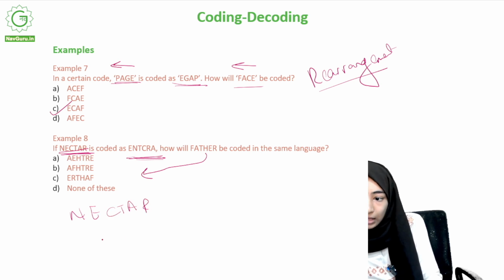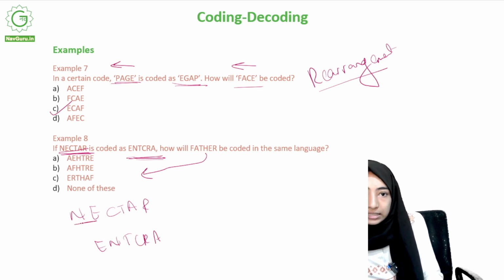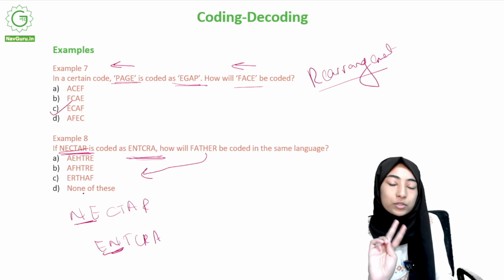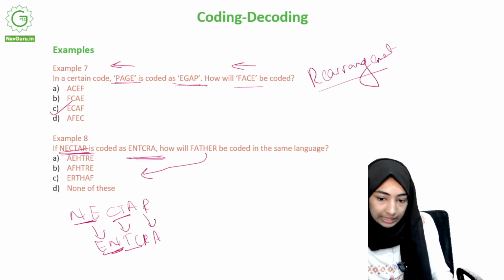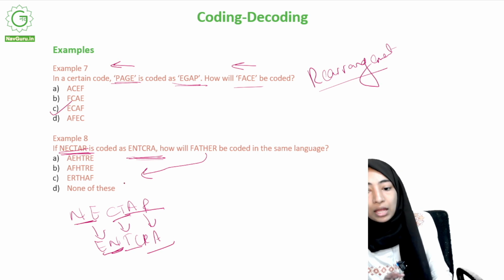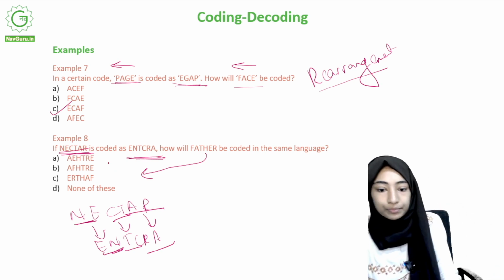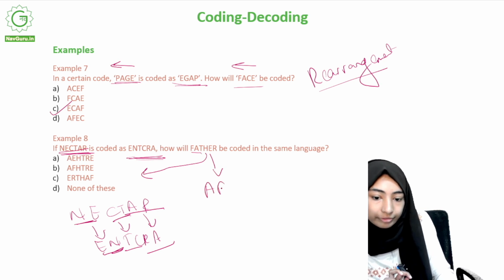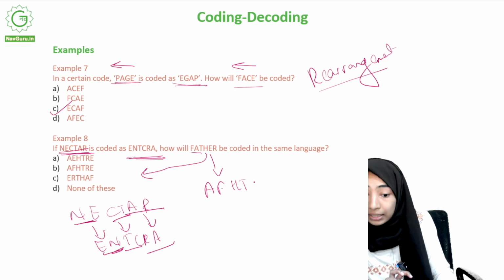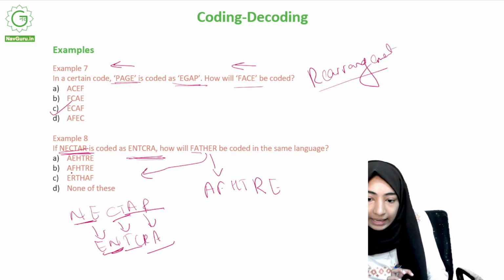NECTAR, ENTCRA. If you look at N and E here, you see that it becomes E and N. So basically, you have swapped the letters. Again, if you look at CT, you see that it becomes TC, right? So there is a swapping happening in all three cases. Even AR becomes RA. So that is the pattern that we have found. If you apply this pattern to father, FA will become AF, TH will become HT, ER will become RE. So that's basically AFHTRE. So this works. This is the answer.